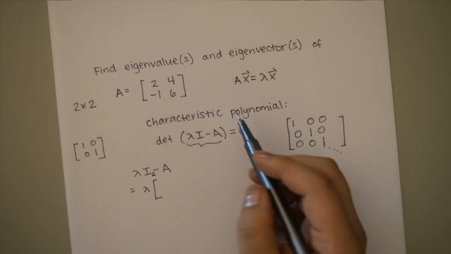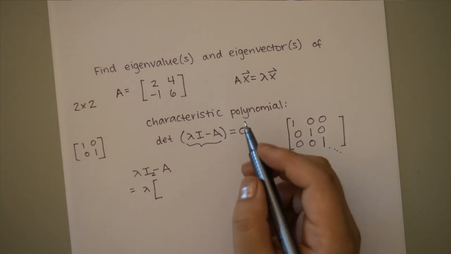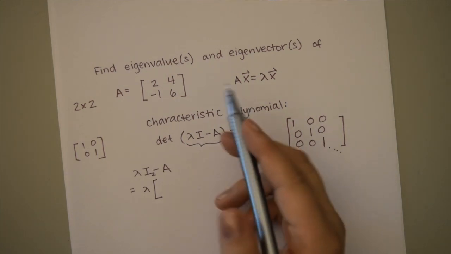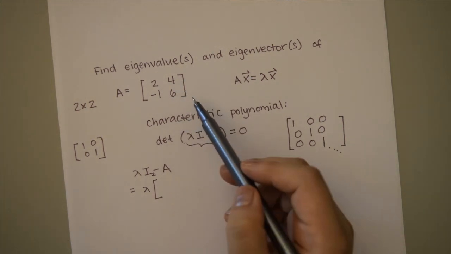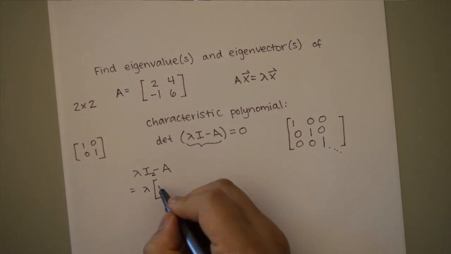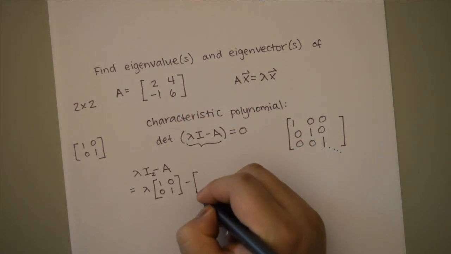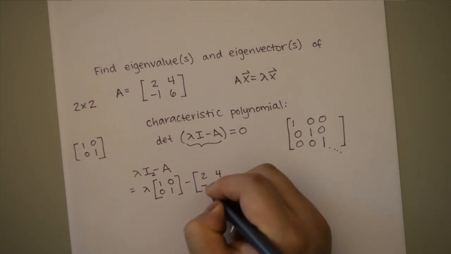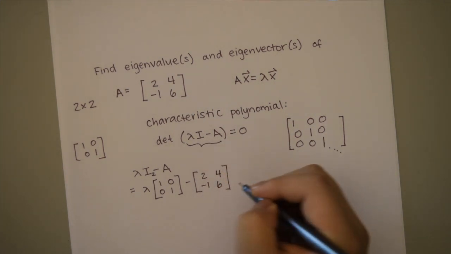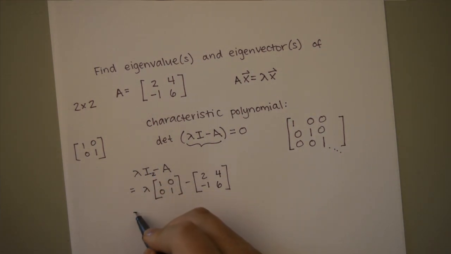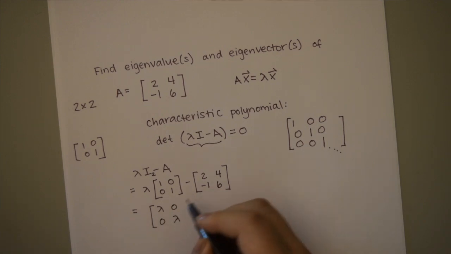So that means that, remember, when we're subtracting and adding matrices, they have to be of the same size so that we can find corresponding values. So here we're going to do lambda times 1, 0, 0, 1 minus A, 2, 4, negative 1, 6. And then when we multiply by a scalar, we're going to get lambda 0, 0, lambda minus 2, 4, negative 1, 6.